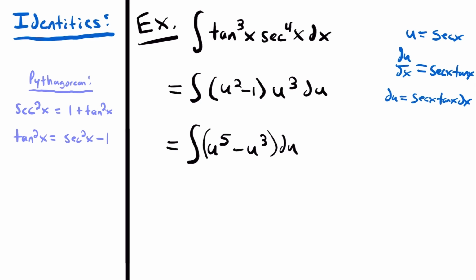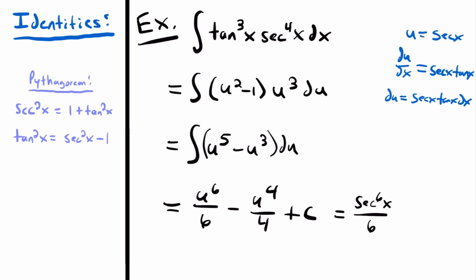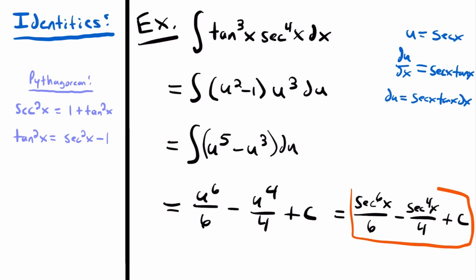And then using the power rule of integration by adding 1 to each exponent and dividing by the new exponent will give us that this is equal to u to the sixth power divided by 6 minus u to the fourth power divided by 4 plus c. And then if we replace u with what we set it equal to, which is secant x, we will have our final answer that the integral is equal to secant to the sixth power of x divided by 6 minus secant to the fourth power of x divided by 4 plus c. And so that is the solution to this trig integral.